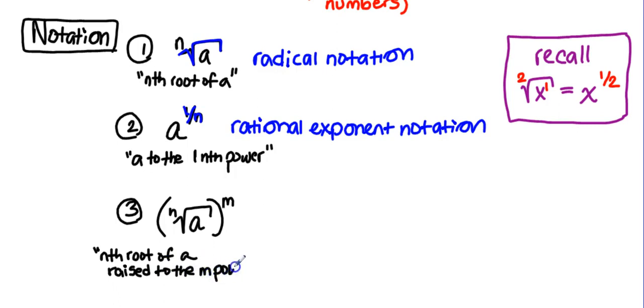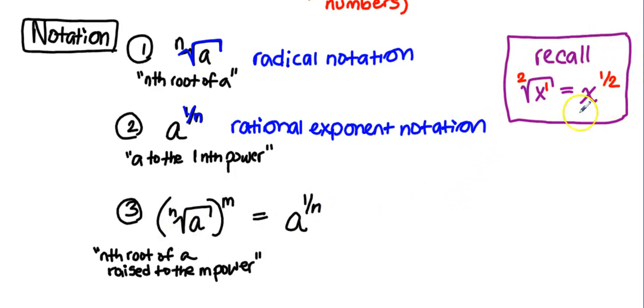And I'm stressing how we say it out loud, because if we say it right, it helps us to write it correctly. Nth root of a raised to the m power. Well, let's see if we can use some of our properties up here to rewrite this a little bit. I can use the fact that the nth root of a is the same as a to the 1 over n.